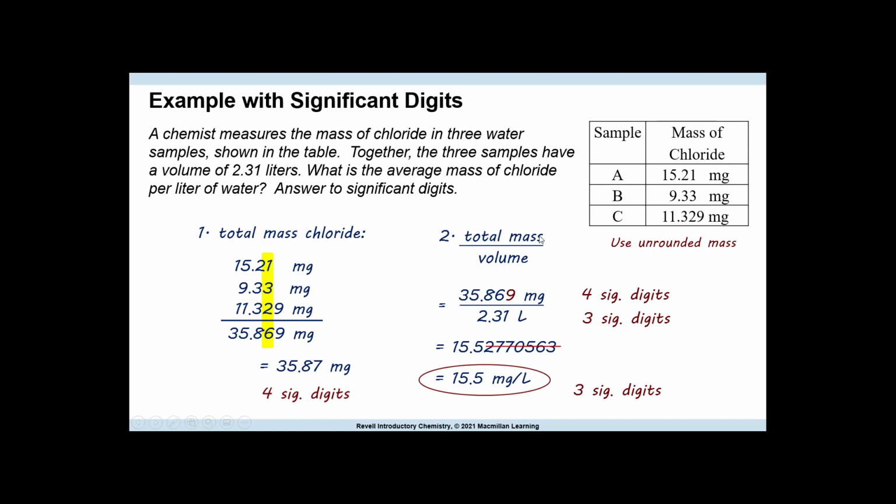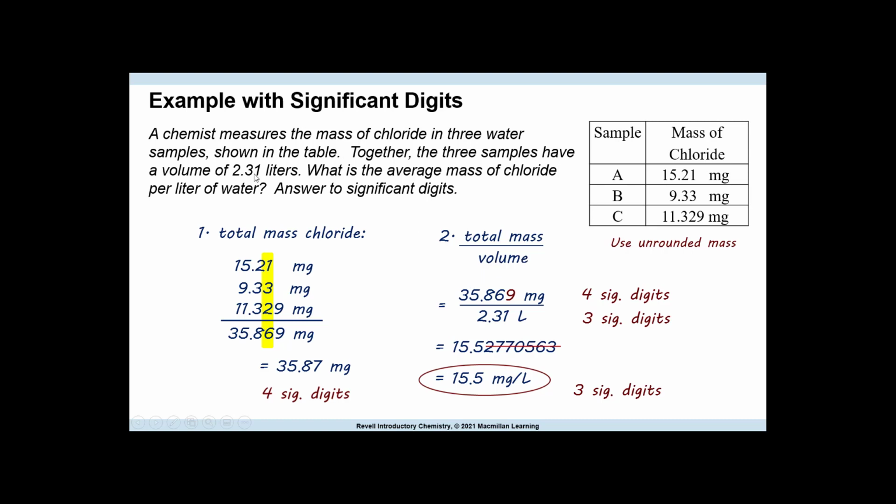This is total mass over volume. Average mass, the average is here, and answers to per liter of water. Okay, so here is the total mass, which is what it's asking for, and this average is being multiplied. So I jumped ahead. These 3 samples are the total mass. Volume is below. So where's the volume?